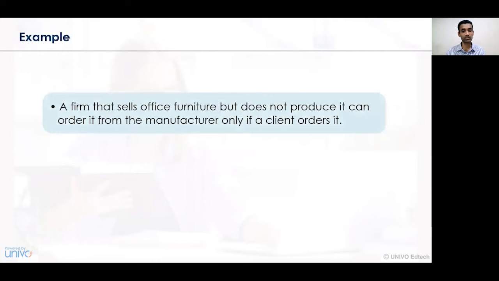Now let's take an example. A firm that sells office furniture but does not produce it can order it from the manufacturers only if a client orders it. So a particular office furniture which needs to be purchased by an organization, we can either purchase it directly from the manufacturer or we can get it from a client who is applicable as a retail market in a particular store or in a particular organization.